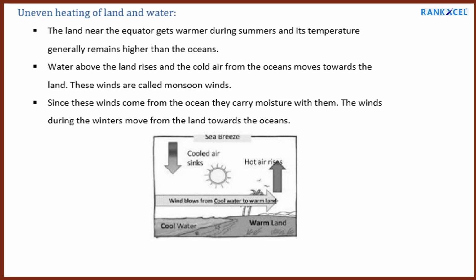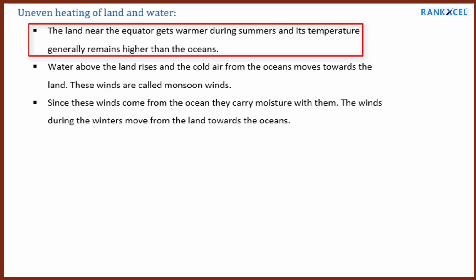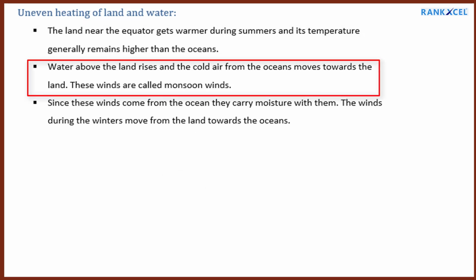Uneven heating of land and water. The land near the equator gets warmer during summers and its temperature generally remains higher than the oceans. Air above the land rises and the cold air from the oceans moves towards the land. These winds are called monsoon winds.